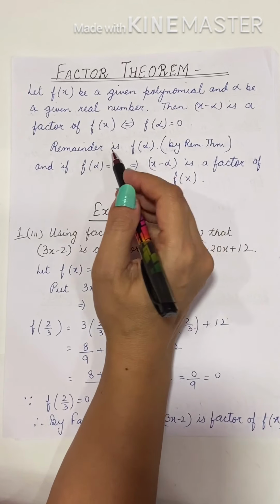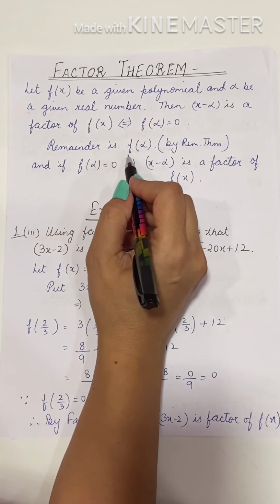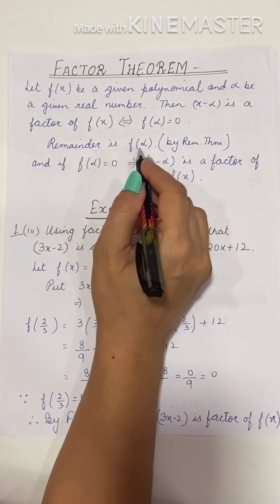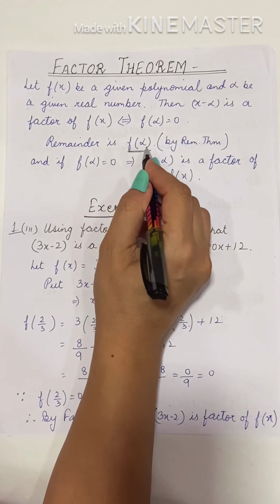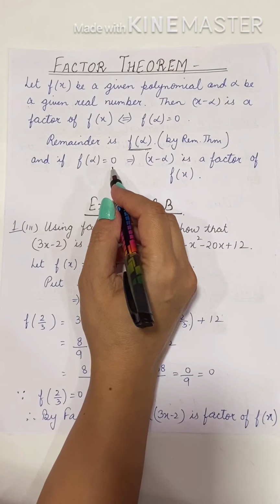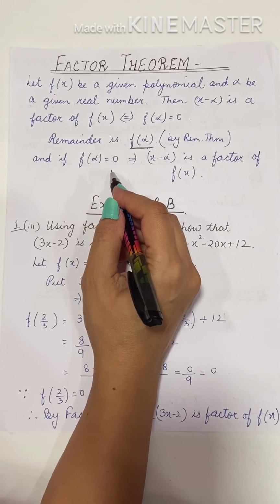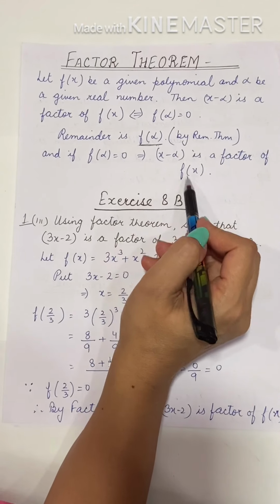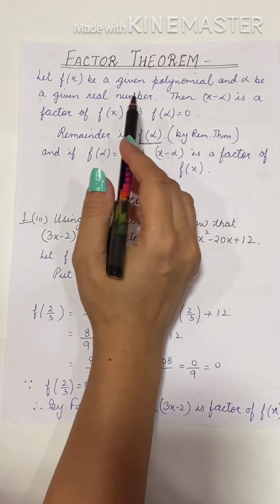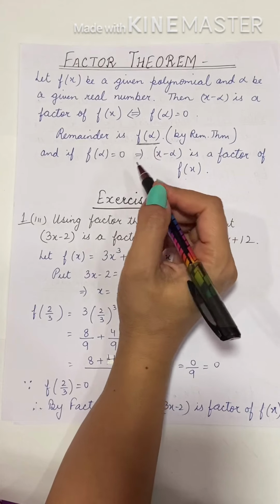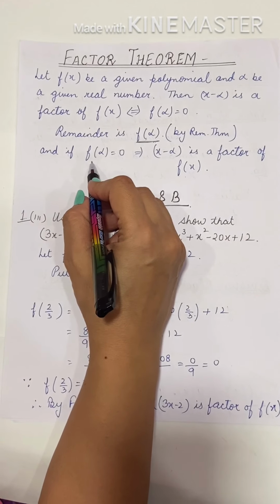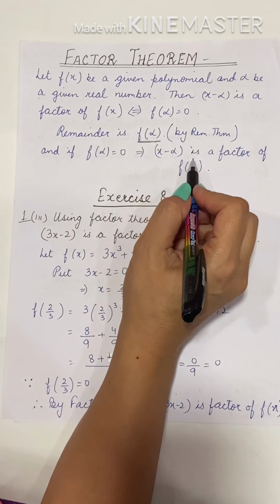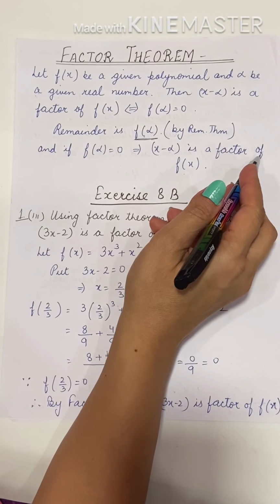In other words, I'll explain. From the remainder theorem, we have seen that the remainder is given by f of alpha. Now, when f of alpha is 0, that is, when the remainder is 0, then x minus alpha is a factor of f(x). This theorem implies and is implied by, that means if f of alpha is equal to 0, then we can take that x minus alpha is a factor of f(x).